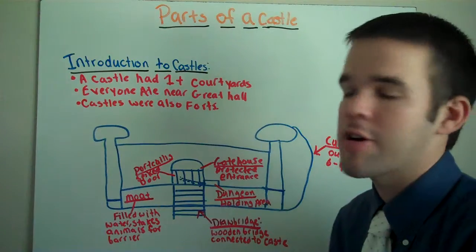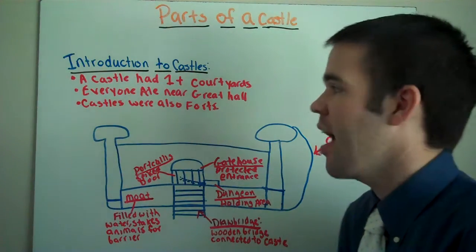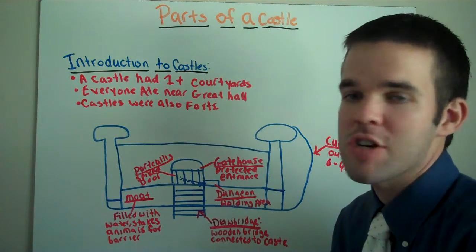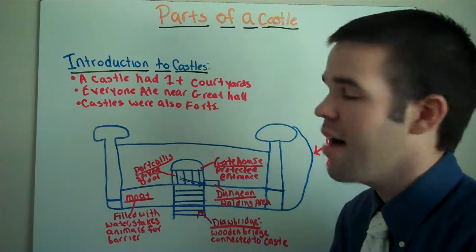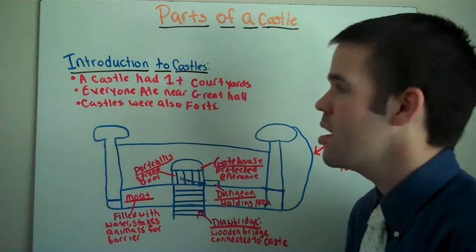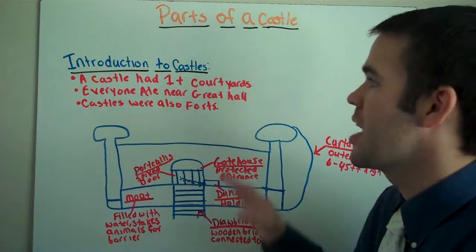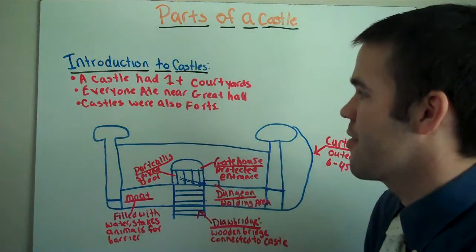Everyone ate near the Great Hall. Now, the Great Hall is oftentimes what you would see in pictures. It's very elaborate. It was oftentimes the most elaborate and upscale room in the castle itself.